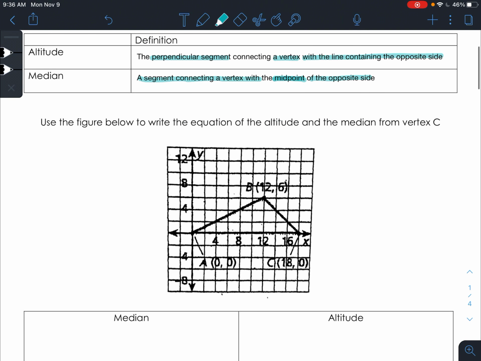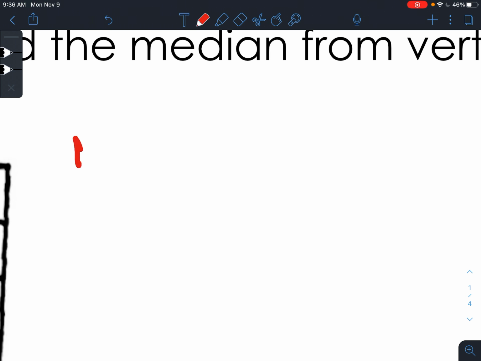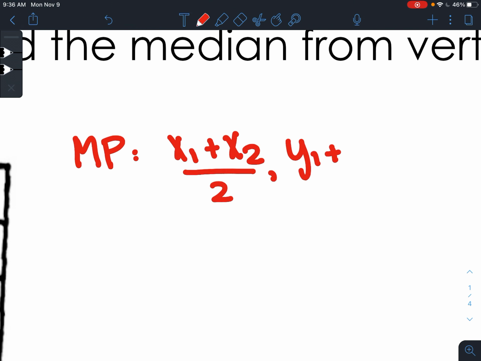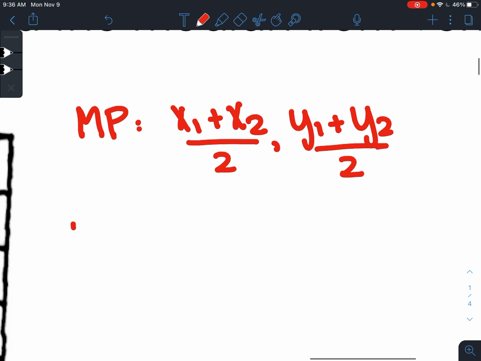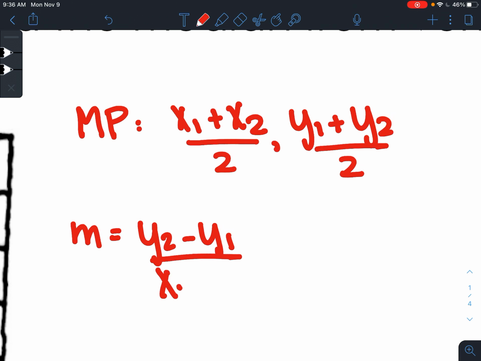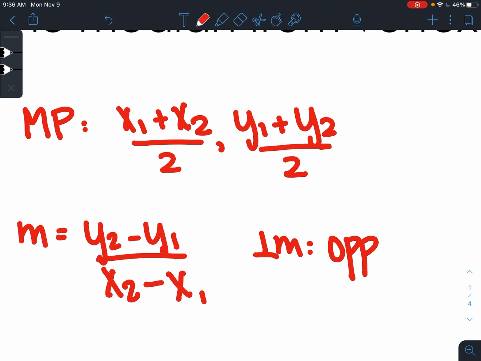So before we start, I just want to quickly go over some of the theorems or the formulas that we're going to be using. First is the midpoint formula: (x1 plus x2 divided by 2, comma, y1 plus y2 divided by 2). We're also going to be using our slope formula, which is y2 minus y1 all over x2 minus x1. And we will be talking about perpendicular slopes. Remember, perpendicular slopes are opposite reciprocals.